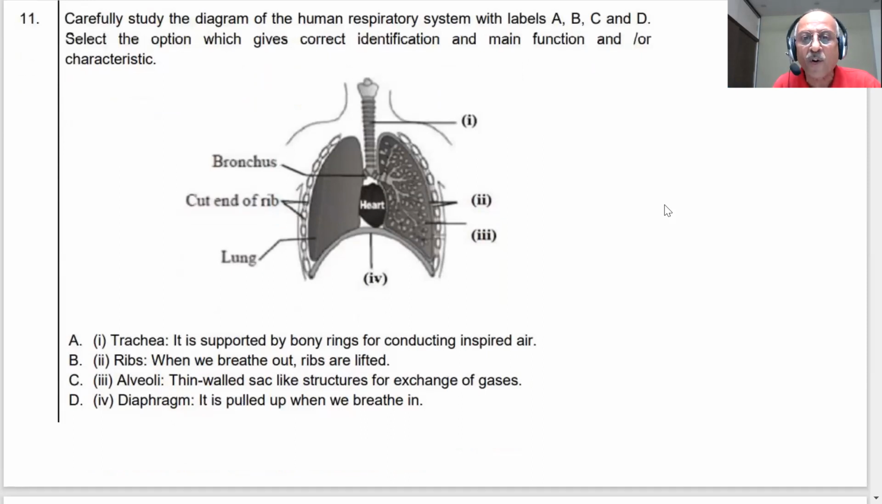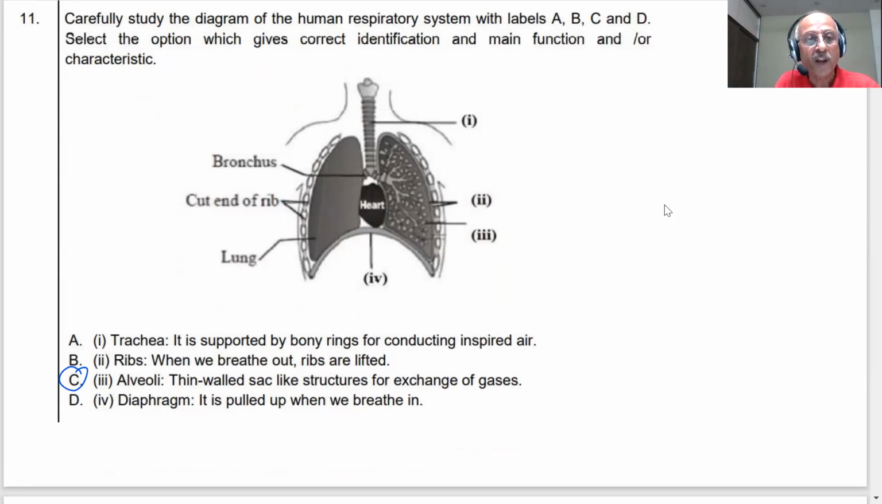No, that is not. That is wrong. It flattens. Then what is this? Alveoli, thin walled sac-like structure for exchange of gases. That is the correct answer. You know that, student. They provide a surface where exchange of gases takes place. They have a large surface area for efficient exchange of gases.